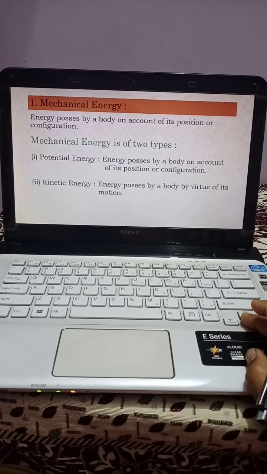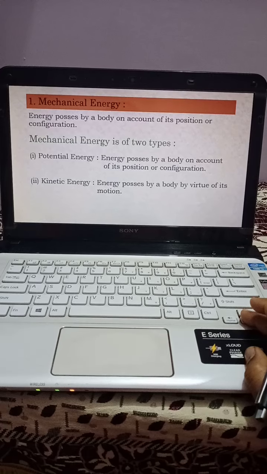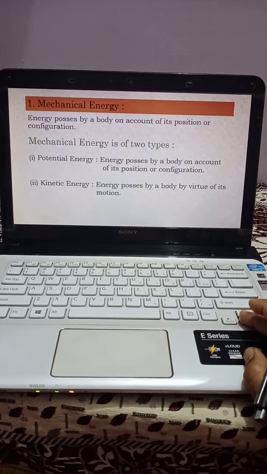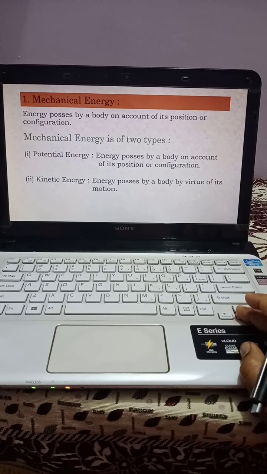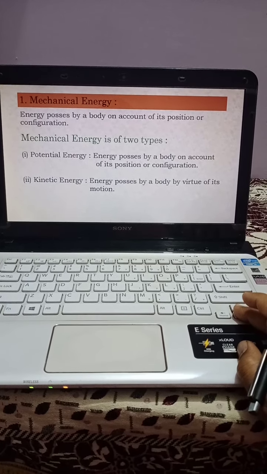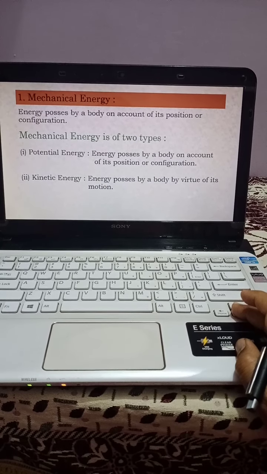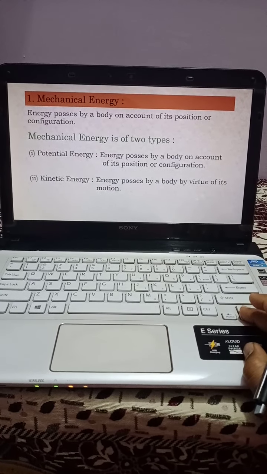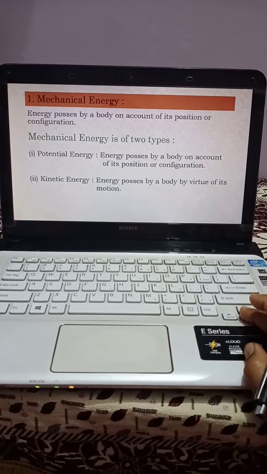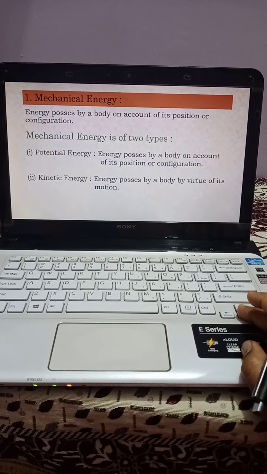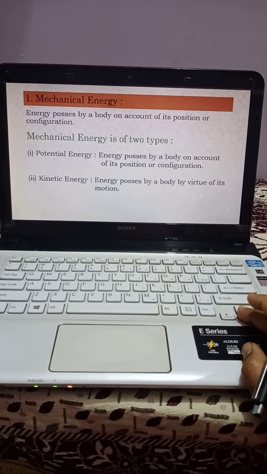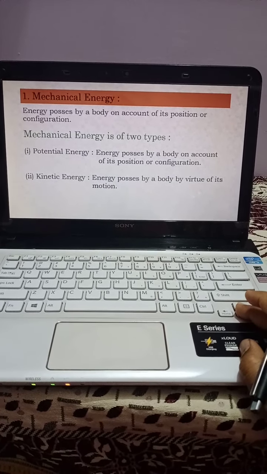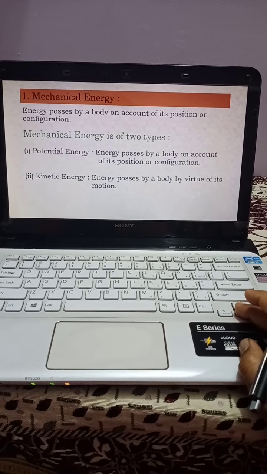Potential energy means the energy possessed by the body because of change in its position or configuration. Kinetic energy means energy possessed by a body by virtue of its motion. So potential energy means when the position of an object is going to change, and kinetic energy means when an object is in motion, so the energy possessed by that body is called kinetic energy.